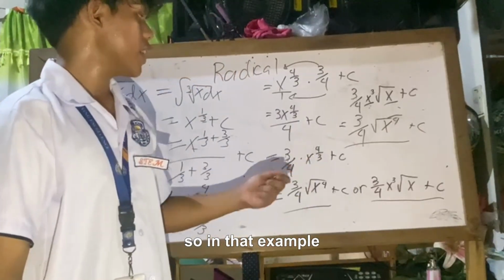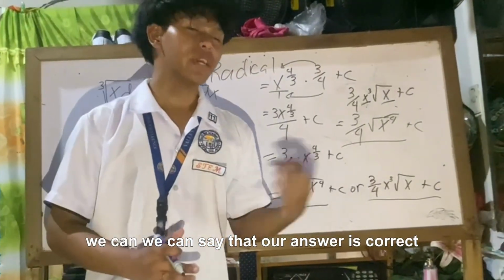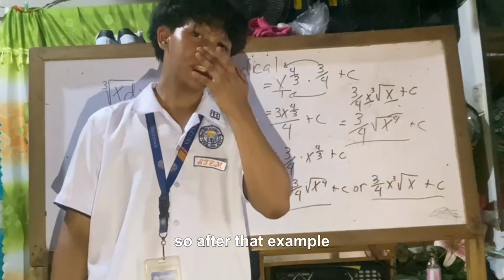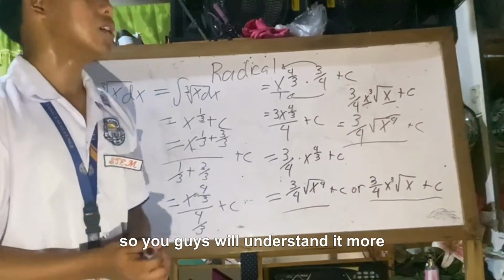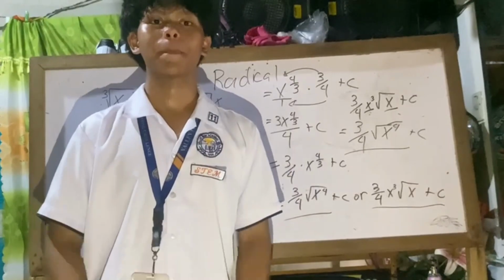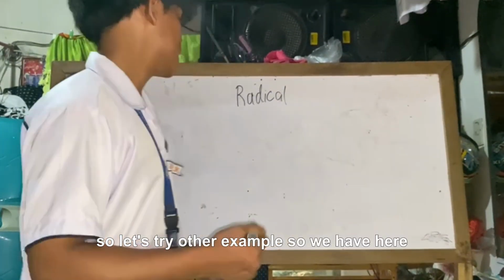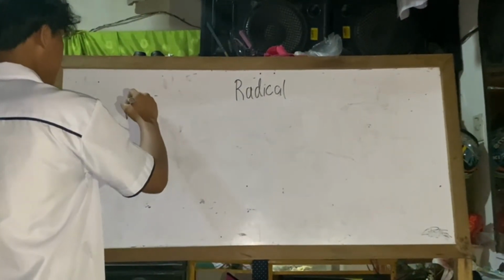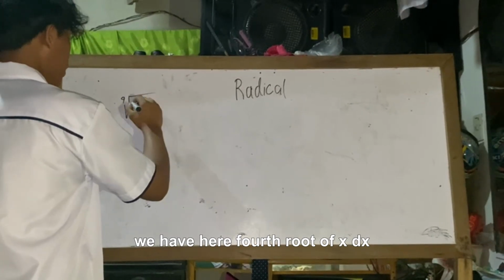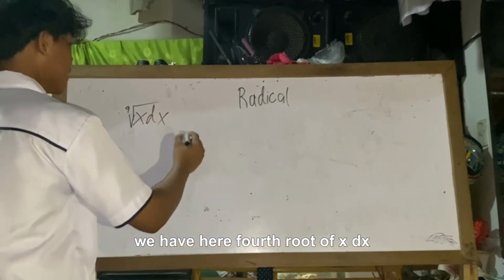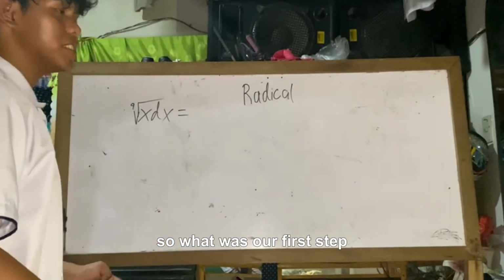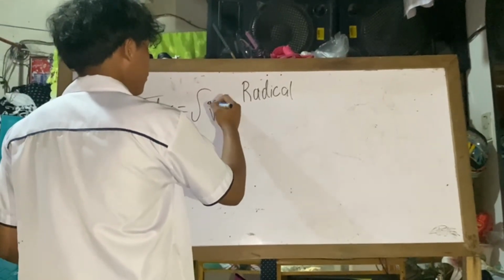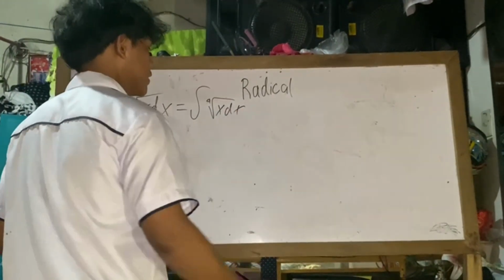So in that example, we can say that our answer is correct. After that example, we're going to have another example so you guys will understand it more. So let's try another example. We have here the 4th root of x dx. What was our first step? Put the indefinite integral. So we have here the 4th root of x dx.